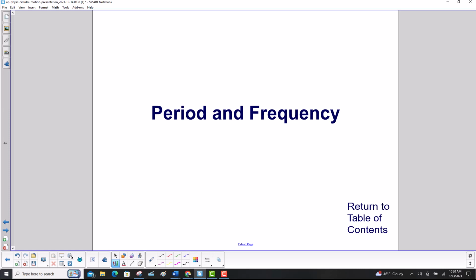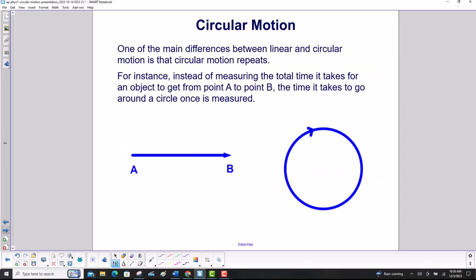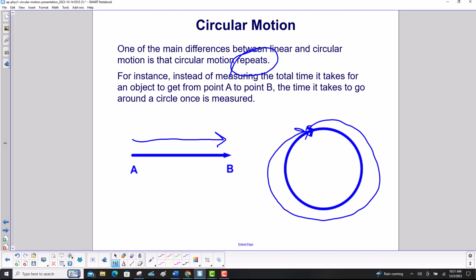Period and frequency. In this unit, we will study the motion of objects traveling in circular paths. Previous units considered objects at rest and objects moving in straight or linear paths. One of the main differences between linear and circular motion is that circular motion repeats. For example, instead of measuring the total time it takes for an object to get from point A to point B, the time it takes to go around one circle is measured. And, as you can see here, if you keep going, the motion repeats.